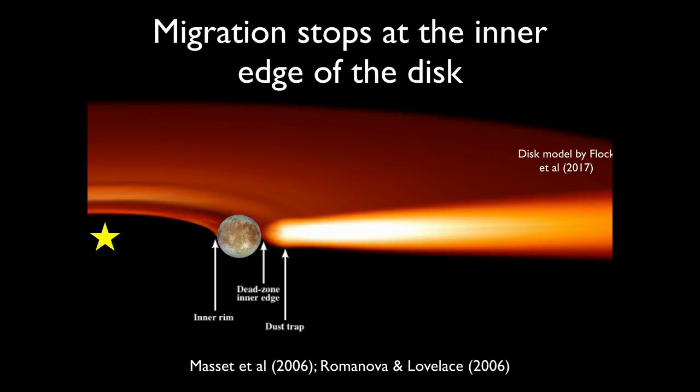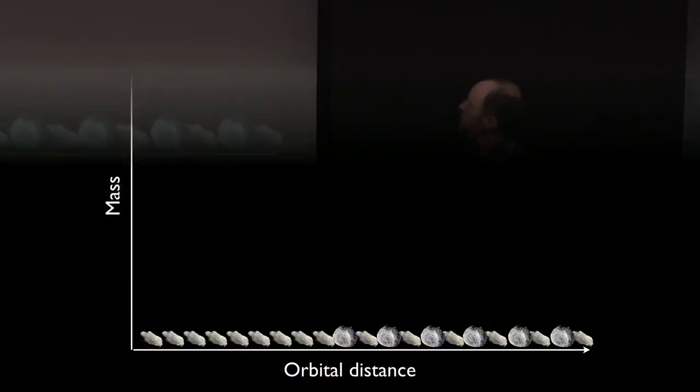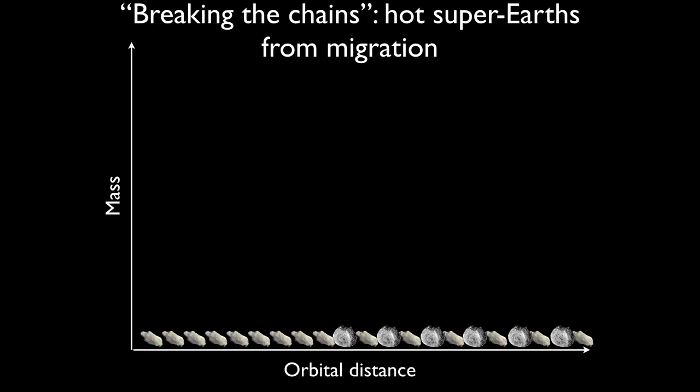So here's kind of a cartoon version of the migration model that Morby and I and others have worked on. We call this one breaking the chains, just to give it a dramatic name, but it also means something, because the chains are resonant chains that you know about now. So here's the cartoon picture.